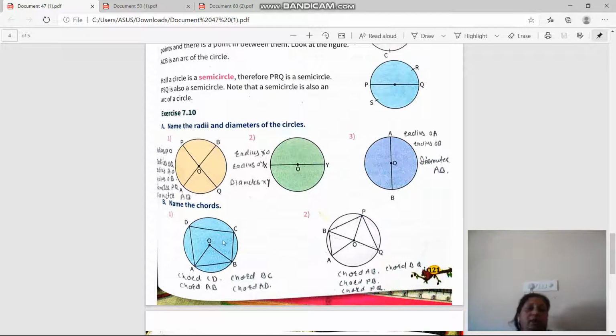Now next, chord. See here, what is a chord? We definitely know that a segment whose two end points are on the circle is called a chord. So here AD, AB, BC, CD are the chords of the circle. O is the center, so OA and OB are the radii. We only have to name the chords. In the second diagram, AB, BP, PQ are the chords of the circle. Okay, now next.